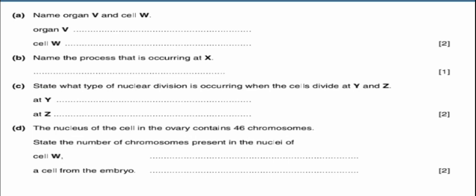So here we can just say W is going to contain 23 chromosomes. Then a cell from the embryo is going to contain 46 chromosomes. I hope on this part you are clear. Alright, so let's just move on to the next question.